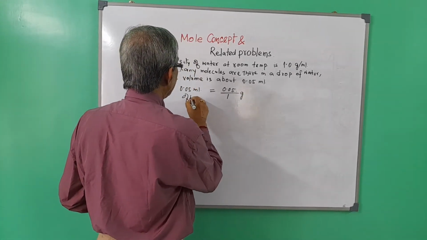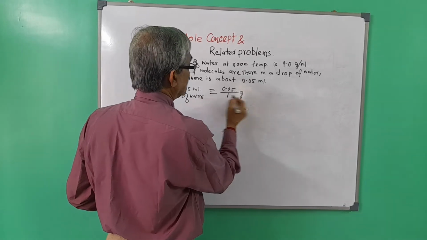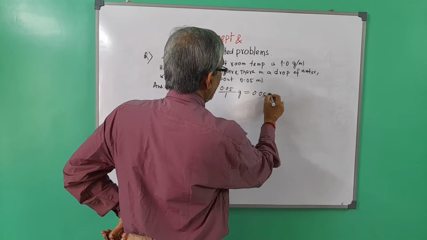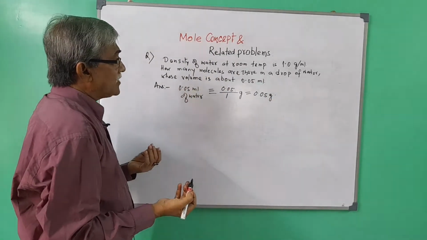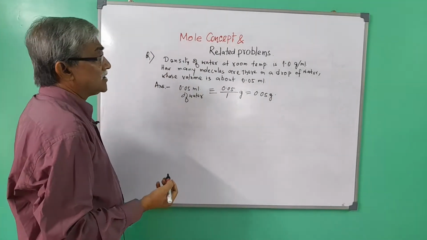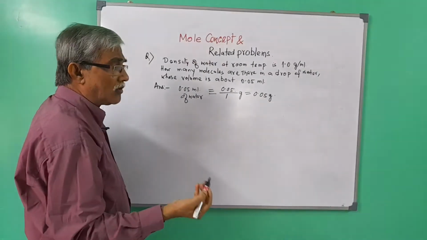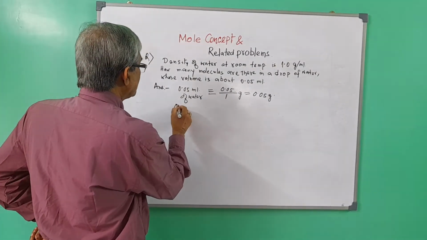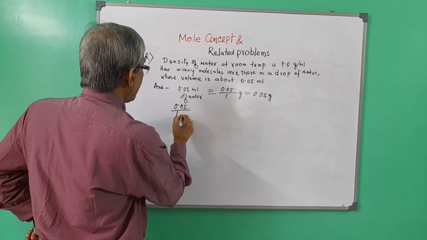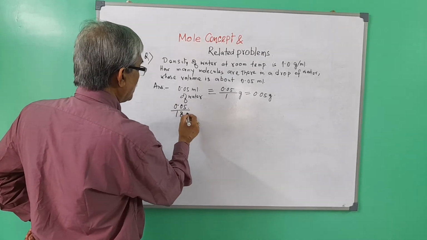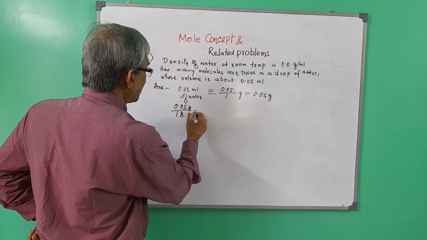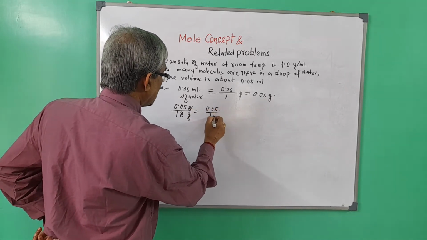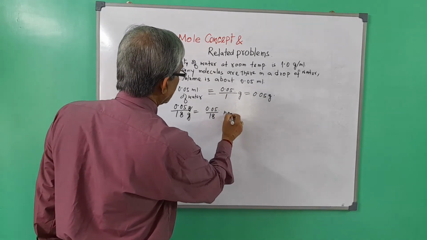Okay, 1 milliliter of water is equivalent to 1 gram, so 0.05 milliliter equals 0.05 gram of water. Now we have to find out how many molecules there are. First, find the number of moles in 0.05 gram of water. You just divide by the gram molecular mass of water, so it is 0.05 gram by 18. That is 0.05 by 18 number of moles.